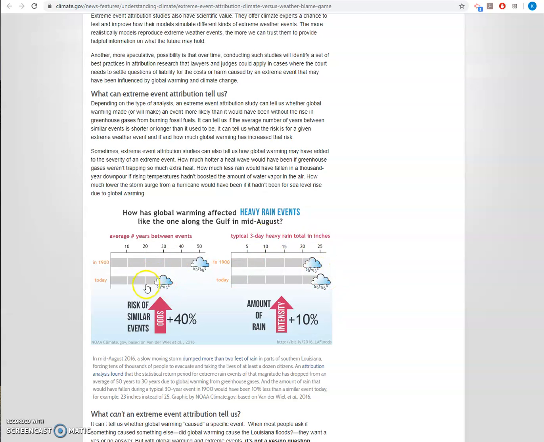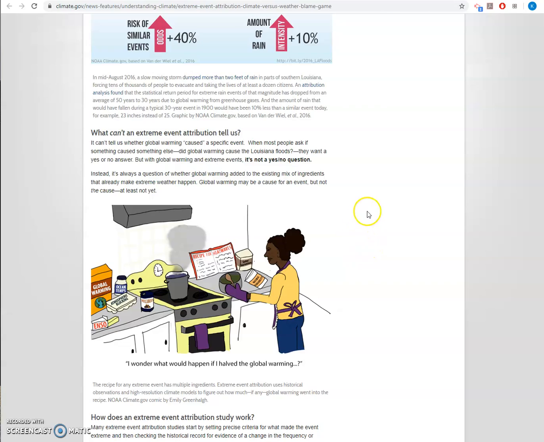So now our number of years between big events is less than it was in 1900, and there's more rainfall in heavy events than there would have been in 1900, basically. So we're increasing the risk and we're increasing the intensity. It's not necessarily causing them, it's increasing the risk and how bad it is, right? So that's what this site's all about.